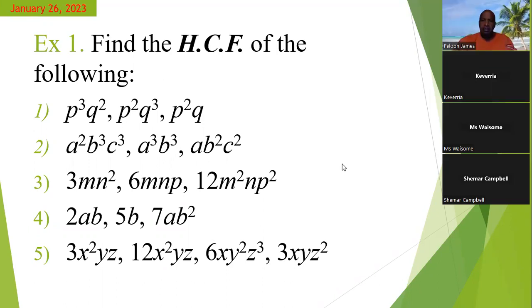All right, Miss Tulloch, you have finished all of them? Yes, I'm not sure all is correct, but I tried all of them. Okay. All right, so I just want you to do one. You want to do the first one? Okay, sir. All right, go ahead. So I have p squared q. Okay, p squared q.